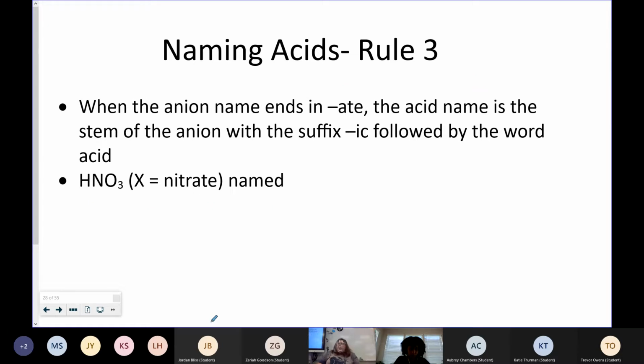And then our third acid rule is with the rest of the polyatomics that end in ATE. This is very similar to the first rule, but yet again, no prefix. So this is just going to have the main part of the anion name and then end in ic acid. So identical to the first rule, just without the prefix. So here we have HNO3. NO3 is nitrate with an ATE. So this would simply be nitric acid.